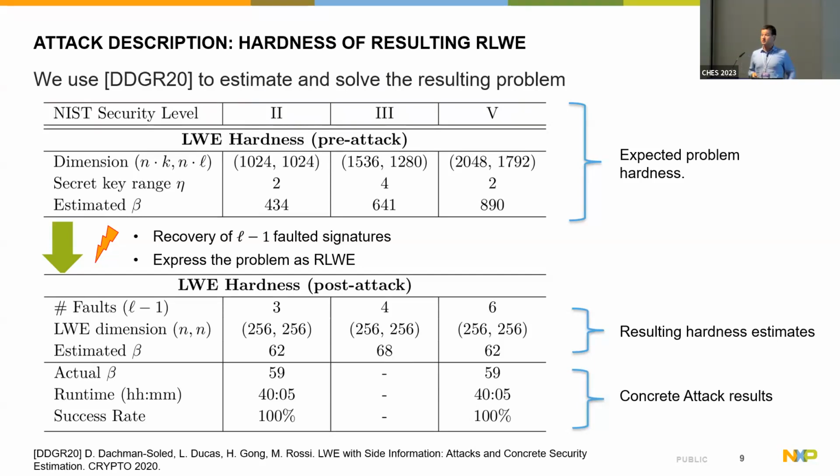And using the DDGR framework running on a standard desktop, you are able to recover the secret keys within 40 hours on average. Okay, the same goes for level 5, and just with this, we were not able to completely attack the level 3 parameter set. So that's why we searched for some improvements.